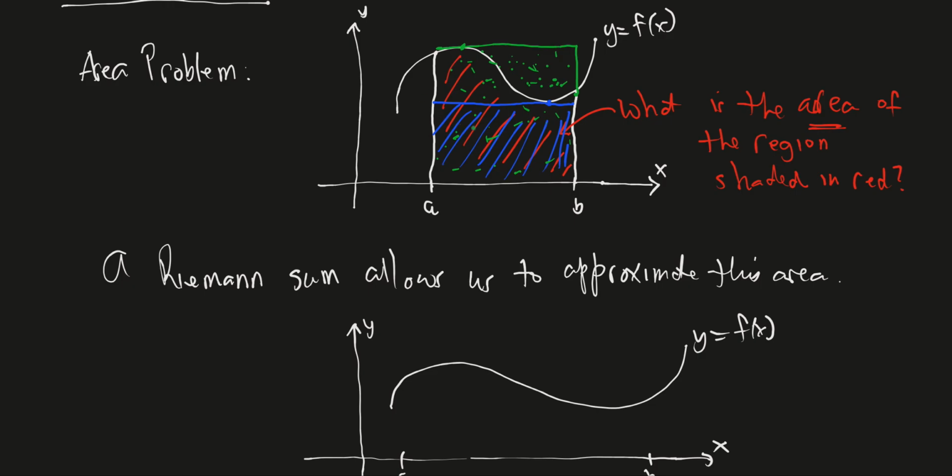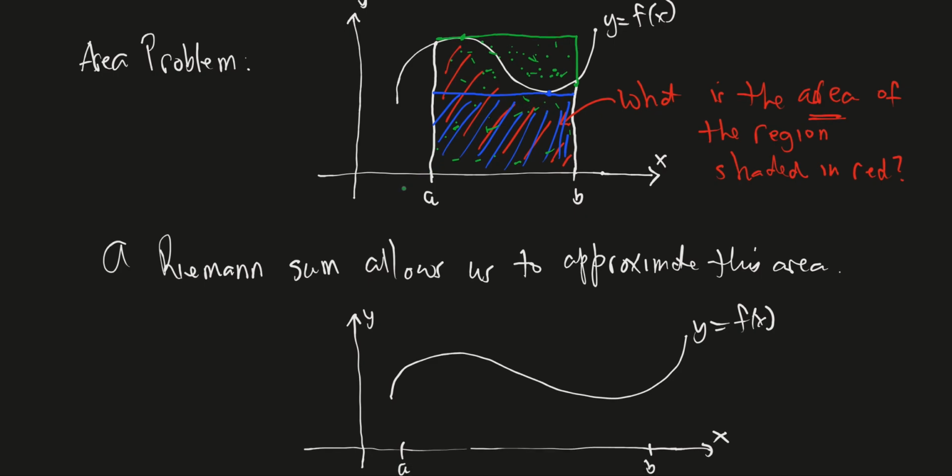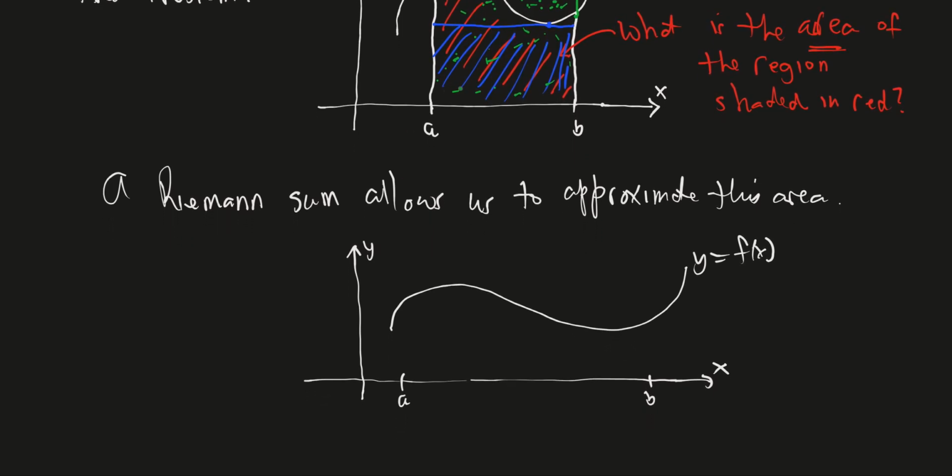Well, instead of using one rectangle, let's use many rectangles. And how do we accomplish that? Instead of having one interval just going from A to B, we're going to split this up into what's called a partition of A and B, where we use many intervals. So this is what it looks like. I am just going to draw a few more hash marks here along my x-axis, so I'm basically introducing a lot more x values.